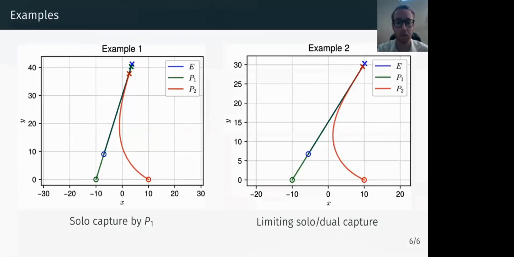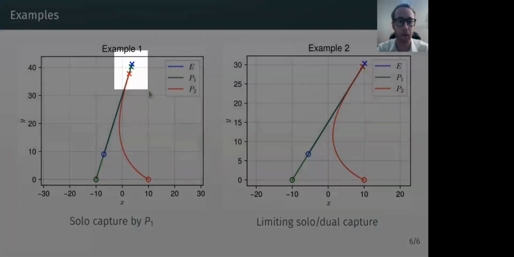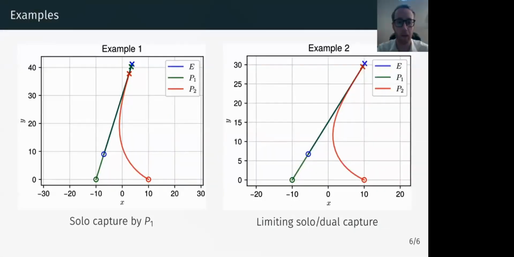Lastly, here are some representative trajectories in each of the regions. The first is solo capture by P1, wherein P2 terminates with distance greater than 1, as shown here. The second is the limiting case wherein P2's distance is 1, but the solution would be identical if P2 were removed.